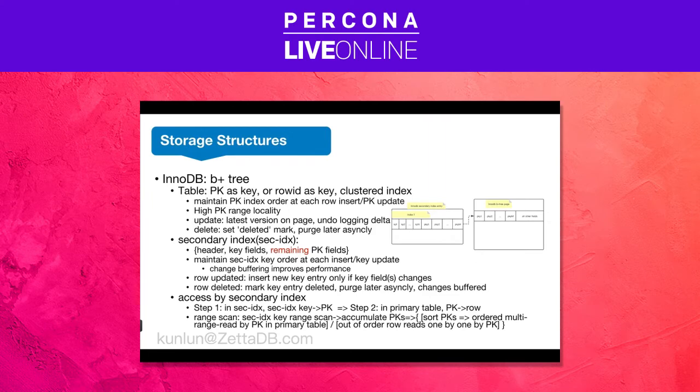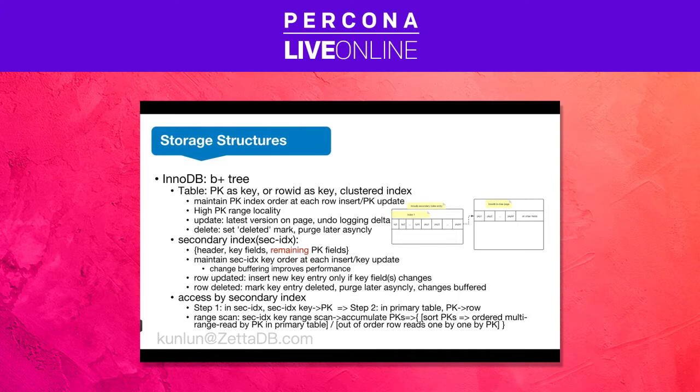First, let's look at storage structures or access methods of MySQL and Postgres. For MySQL, I will only cover InnoDB. In InnoDB, rows of a table are stored as a B+ tree. Its secondary indexes are also stored in B+ tree, respectively. The table uses primary key as the B+ tree's key, and if primary key is not set, InnoDB generates row ID for each row, and such a B+ tree is clustered.